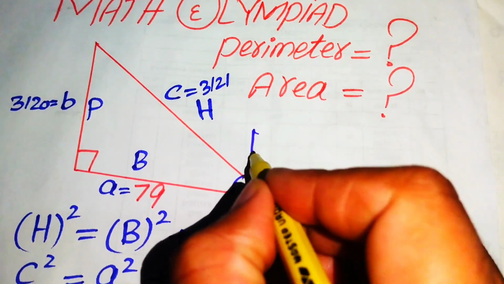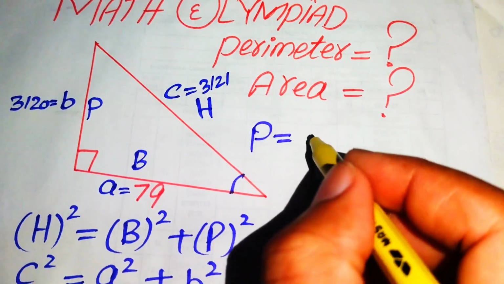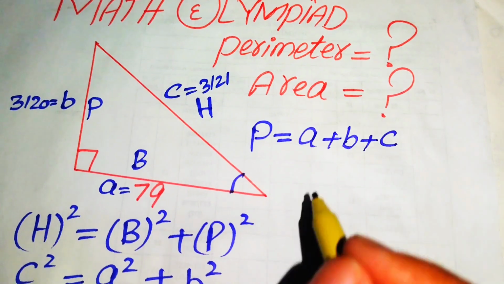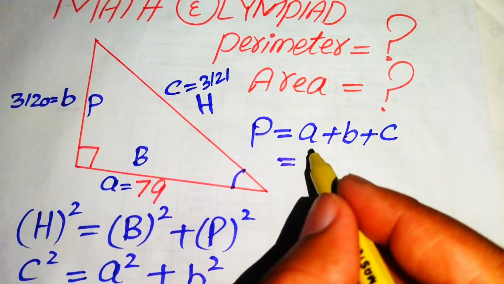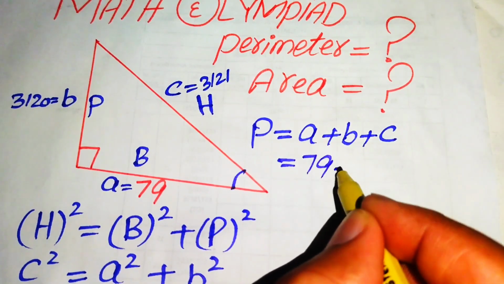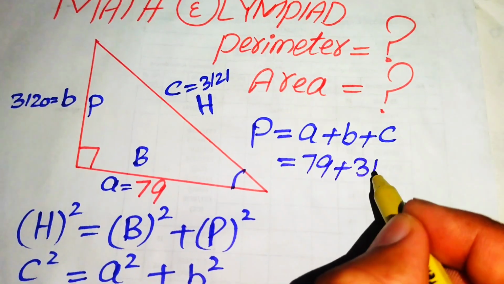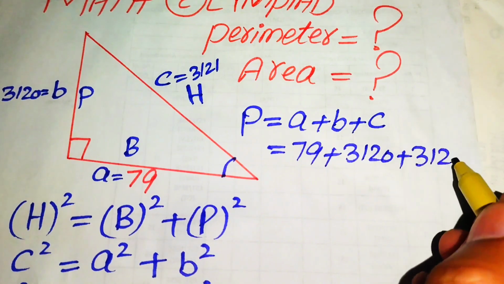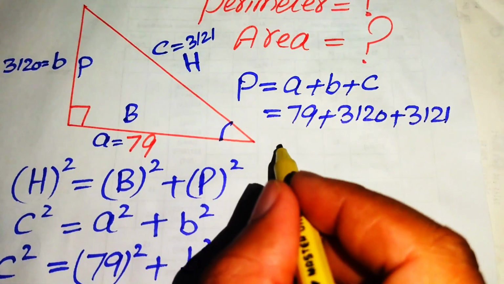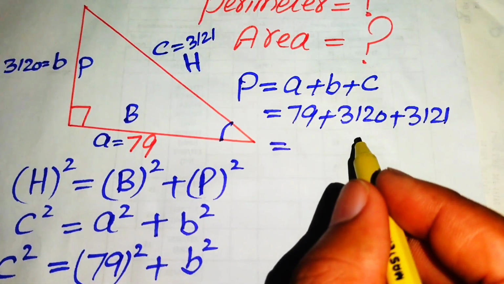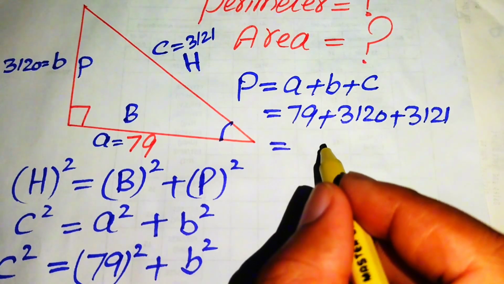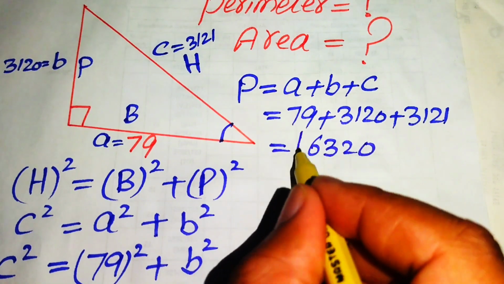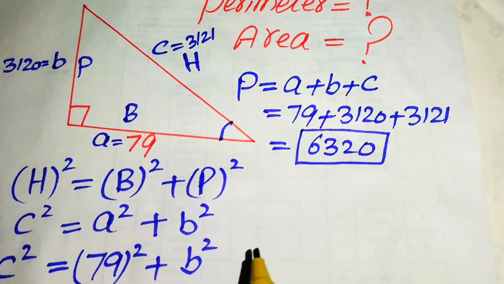We know that the formula for the perimeter of the triangle is that we just add the length of all these three sides. We have the value of a is 79, the value of b is 3120, and the value of c is 3121. When we add all these three values, we get the perimeter of this triangle is 6320. So this is the perimeter of the given triangle.